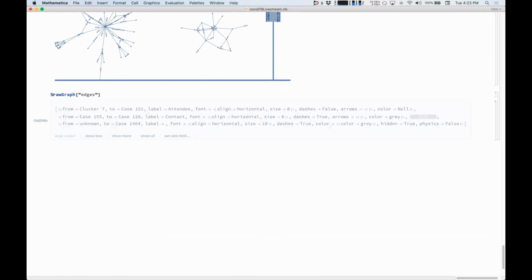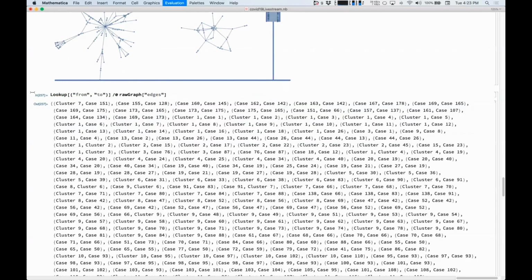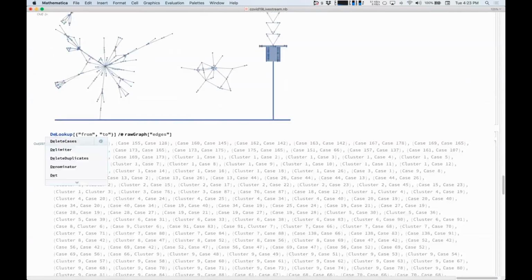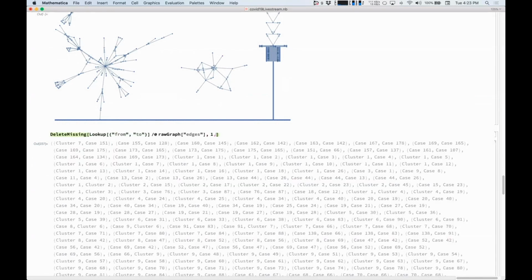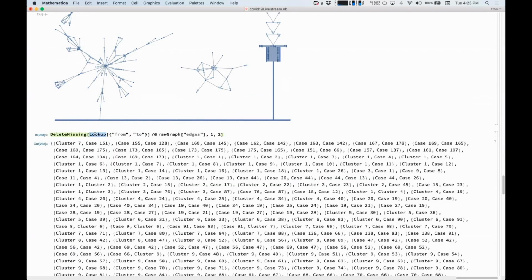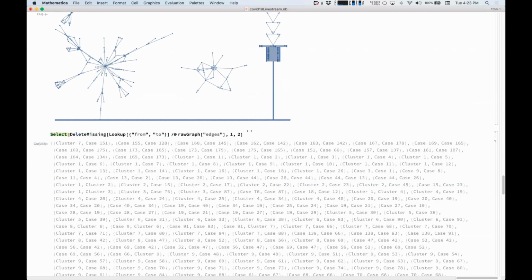we say for each of these, we want the from and the to, and then we'll say that has cluster numbers as well as case numbers. Yeah. So we'll first get rid of the missing ones, or well, let's just do it like this. Okay, we'll do that, and then we'll say select all true of.